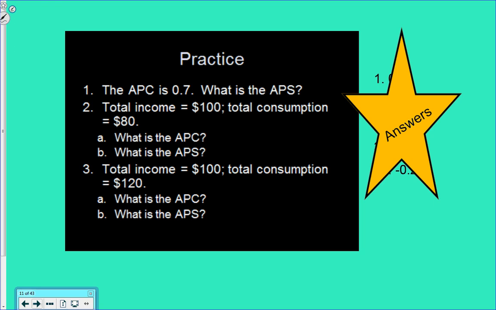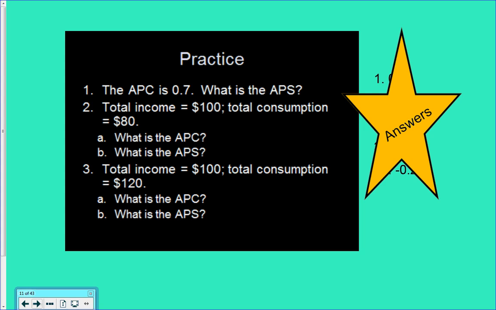Okay, so if the total income is, oh, we did this already. Joseph with his numbers, that's why the numbers are in my head. If total income is 100 and total consumption is 80, what's the APC? 0.8. What's the APS? 0.2.